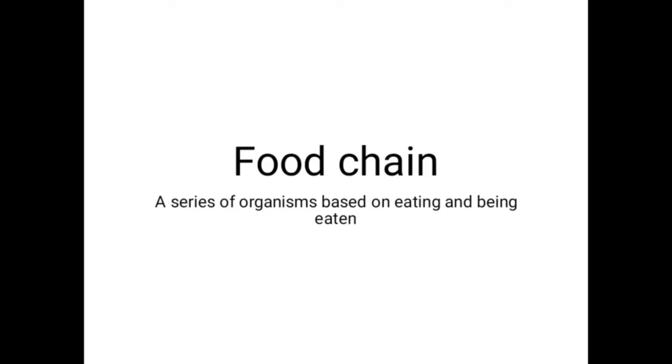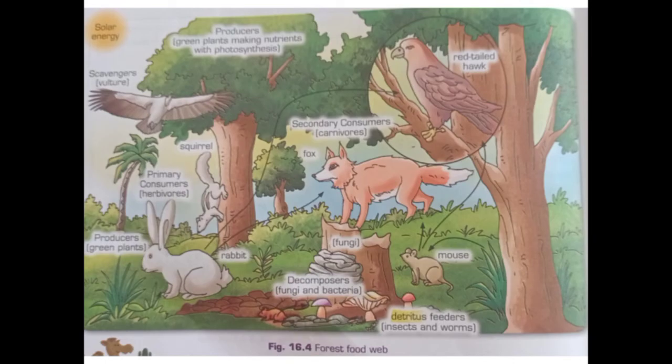Food chain. Food chain is a series of organisms based on eating and being eaten. Food web. When a number of food chains get linked together in an ecosystem, they form a food web. Each living organism in the ecosystem is a part of multiple or different food chains.